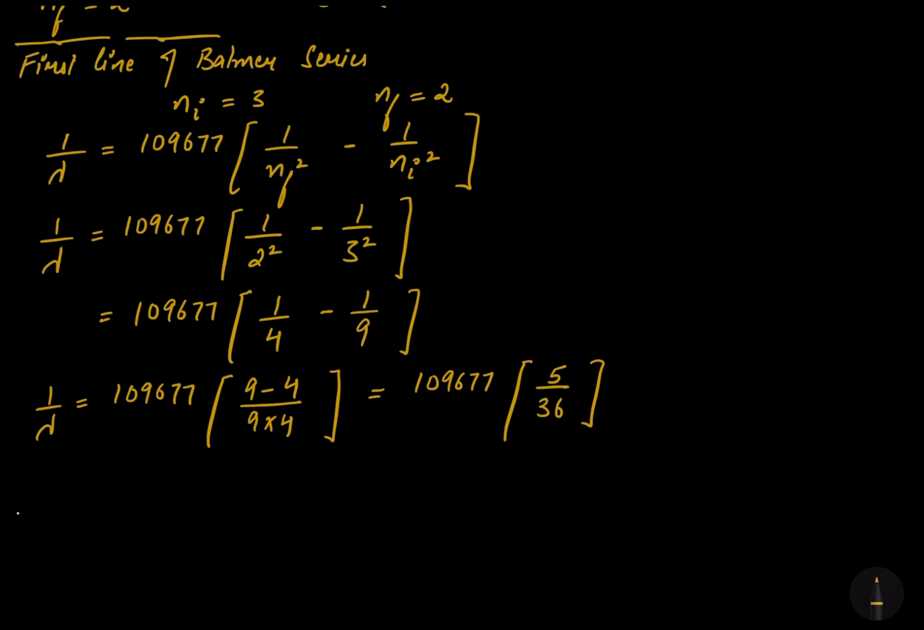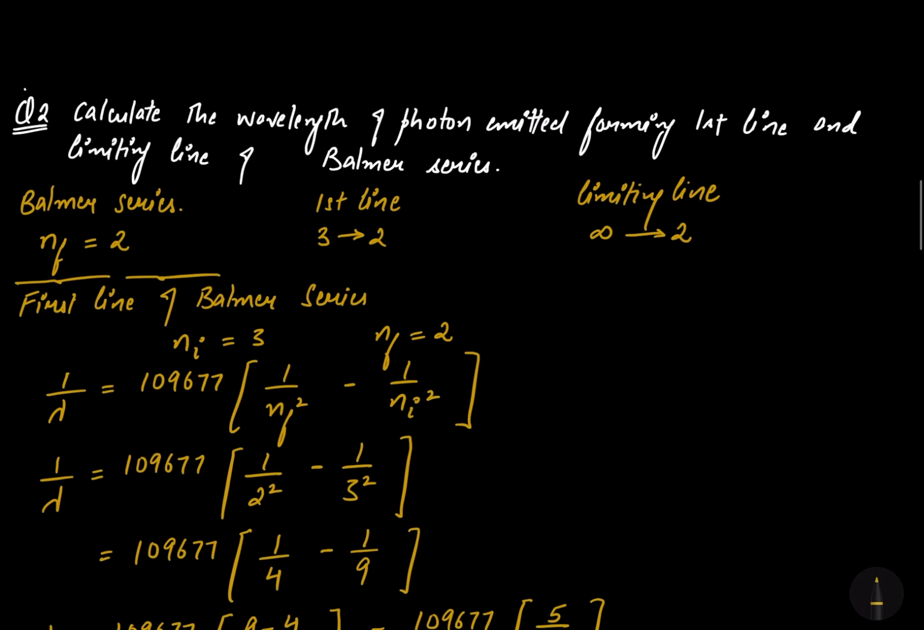So I'm reciprocating the wavelength now. It comes out to be lambda equals 36 divided by 109677 into 5. So the wavelength for the first line of Balmer series comes out to be 6565 angstroms. So that's for the first line.